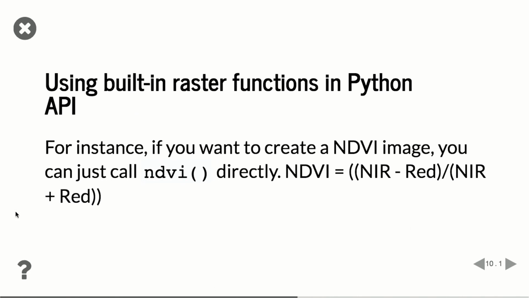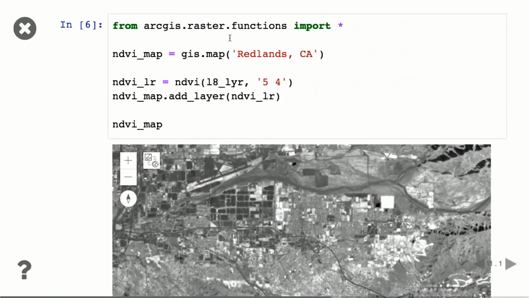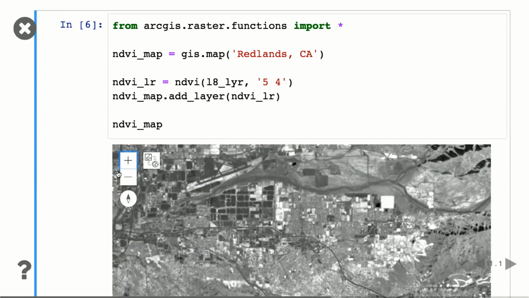The second type of raster functions is the built-in functions in the Python API. For example, if you just want to create an NDVI image, you don't need a raster function associated with the imagery layer. You can just call this NDVI method. All you need to do is import the NDVI method and then pass in the layer, tell the method this is band 5 and band 4, the near infrared and red bands, and then add the layer onto the map. And this is the NDVI image you'll get, and it's fully interactive as well.